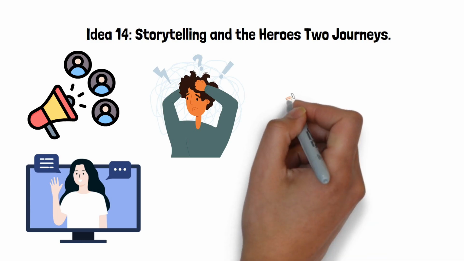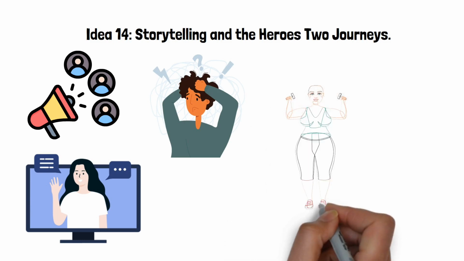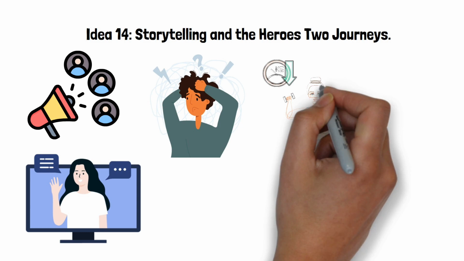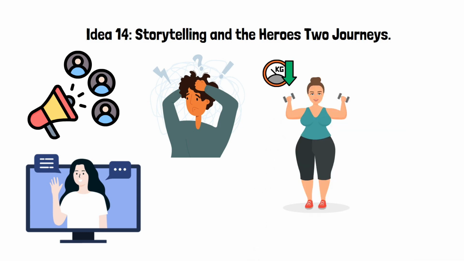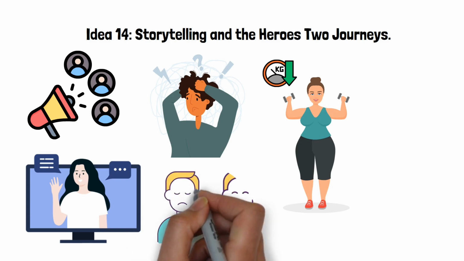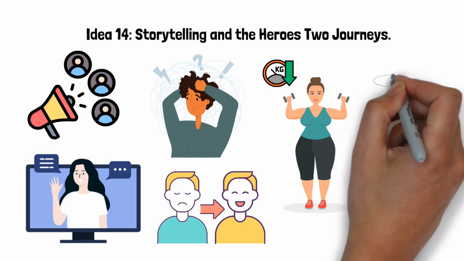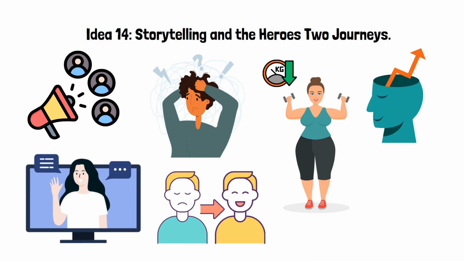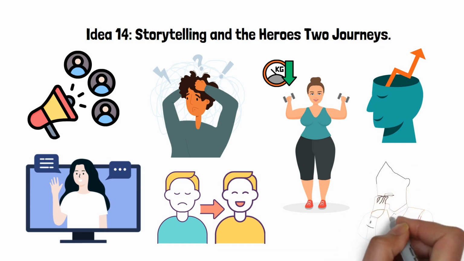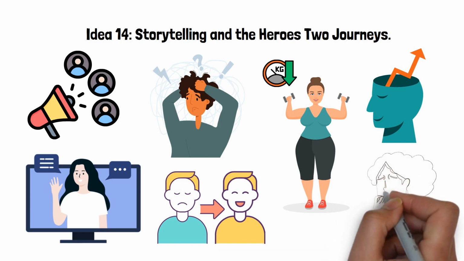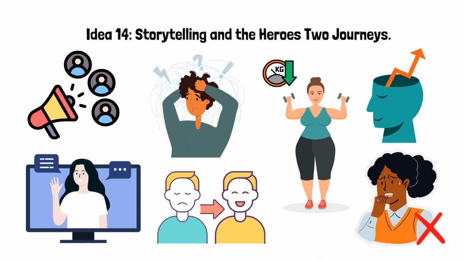The first journey is external, where they have to tackle the outward problem that's right in front of them. It could be something like losing weight, learning a new skill, or overcoming a fear. But there's also a second inner journey. This is more about the emotional transformation the hero goes through. As they face their struggles, they learn, grow, and change. This internal journey is where they overcome their own doubts, fears, or beliefs that were holding them back.